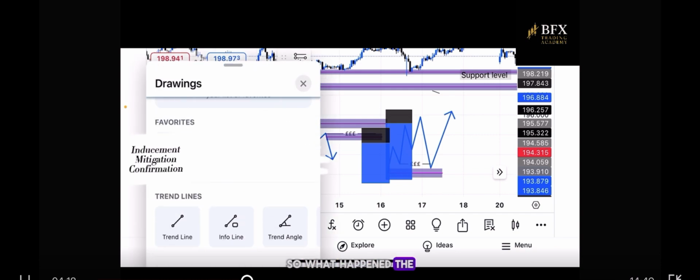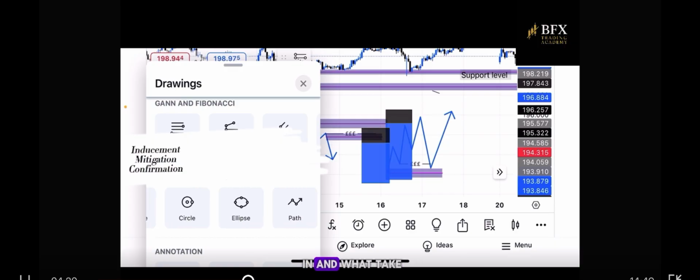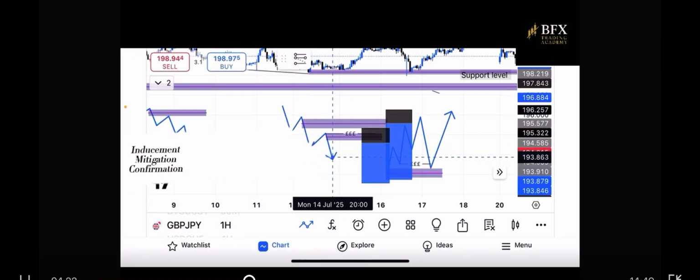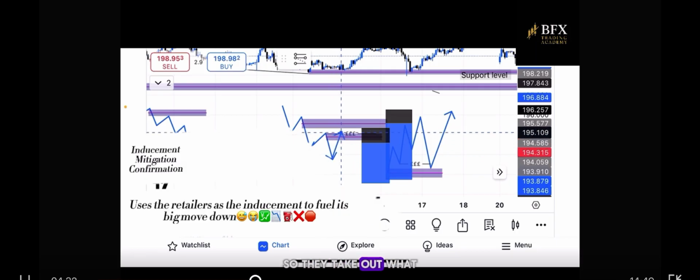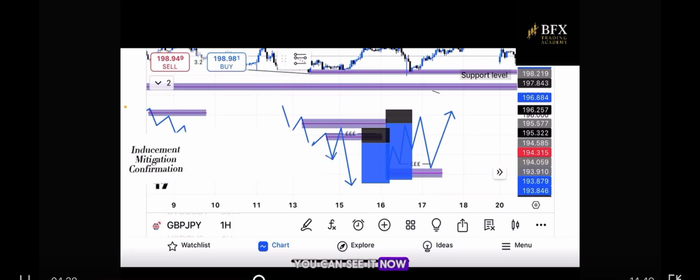So what happened? The smart boys come in and take the early sellers out, or the early buyers, however the case is, but we're talking about the selling phase. So they take out the retail traders, and push the price downwards. You can see it now. Now the third is the confirmation. They enter with precision. They don't just enter with doubt, they enter with precision.